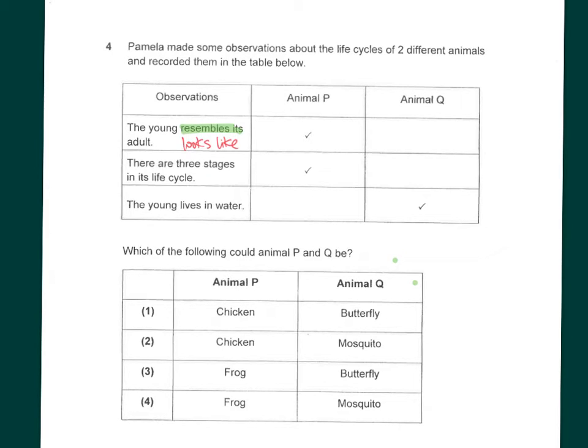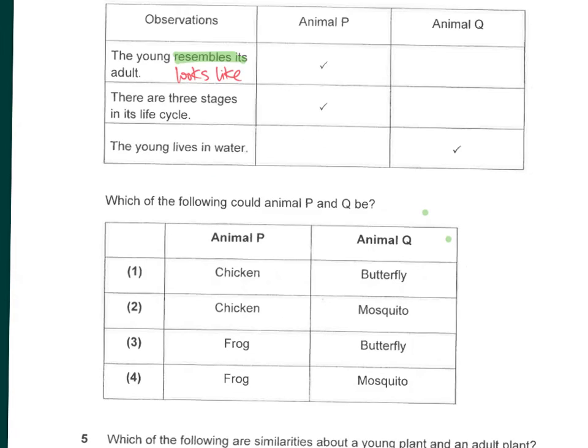Let's take a look which animals can fit the bill here. In option 1, the chicken has got a 3-stage life cycle. It also has a young that resembles its adult, and its young does not live in water. So it fits the description of animal P. So it is true. For the butterfly, it has got a 4-stage life cycle. It has a young that does not resemble its adult. It has got 4 stages, so the larva and the pupa do not look alike. So in this case, they are not the same. So yes, it fits the bill so far.